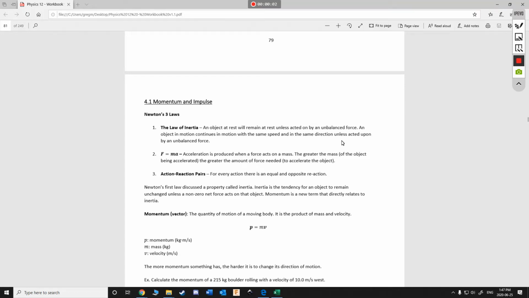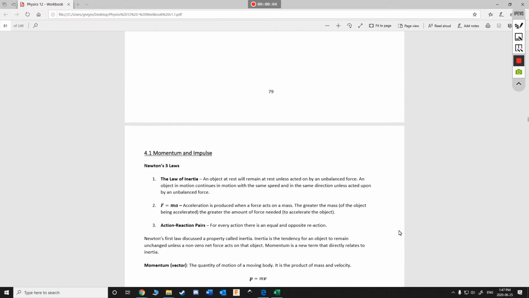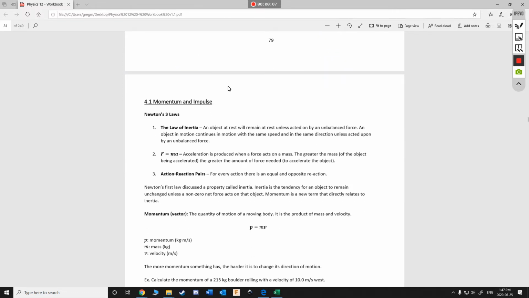Okay, so we're just starting Unit 4 on collisions. But before we do that, before actually getting into problems that involve things colliding with each other or breaking apart, we're going to look at the concept known as momentum and impulse.